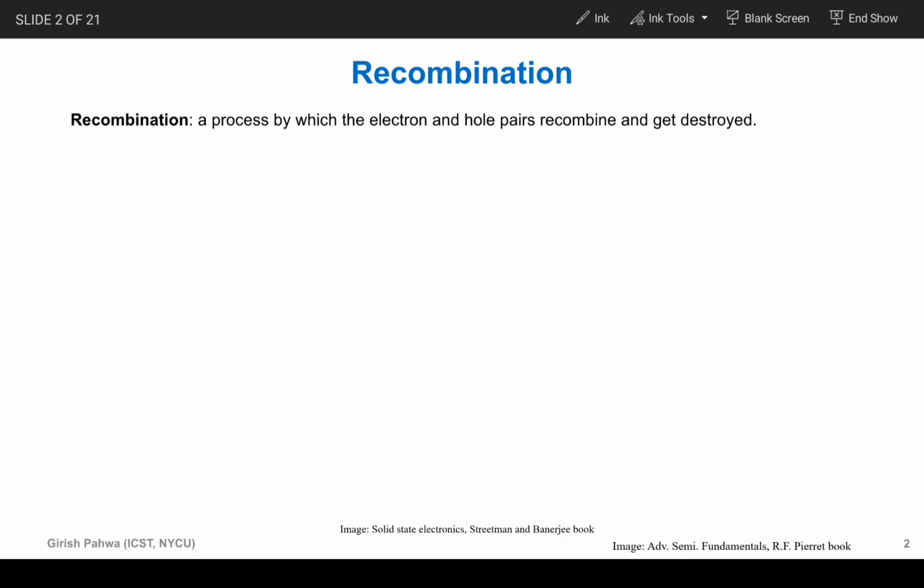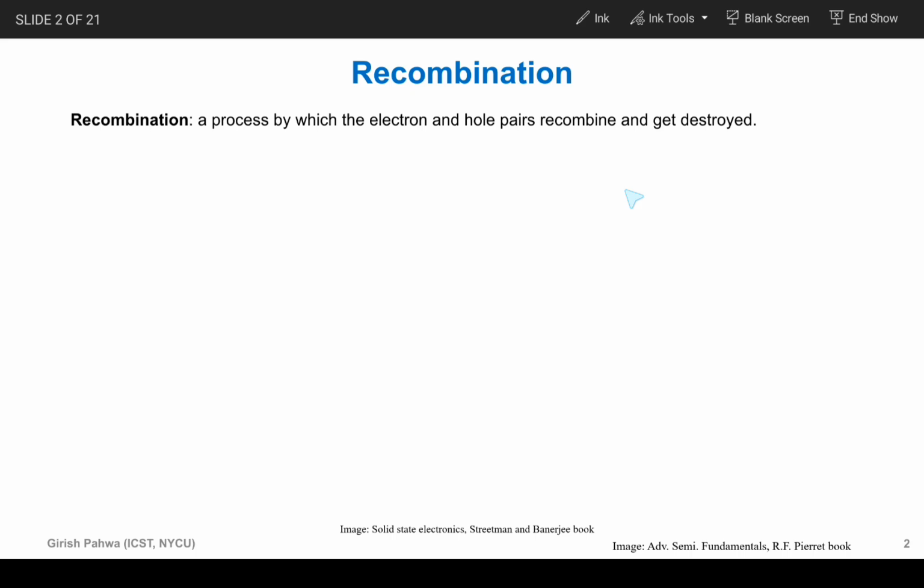This is the process by which the electron and hole pairs will be recombined, and after they recombine, they will get destroyed, they will annihilate, right? So you have an electron, and a hole is the empty state in the valence band. If an electron fills that empty state, then there is no longer a free electron, and no longer a free hole. They will destroy themselves.